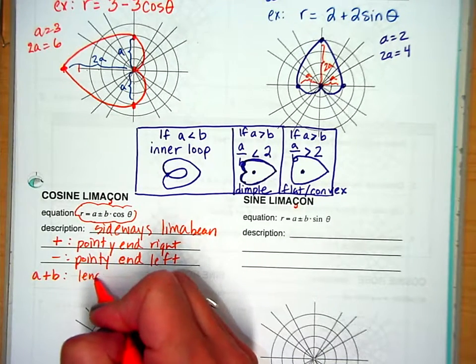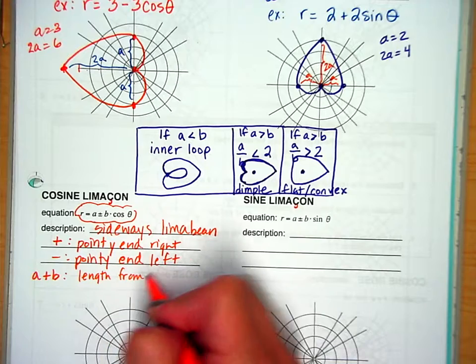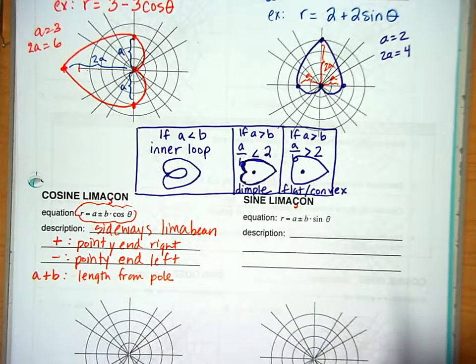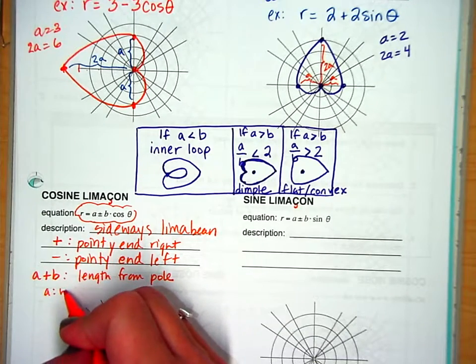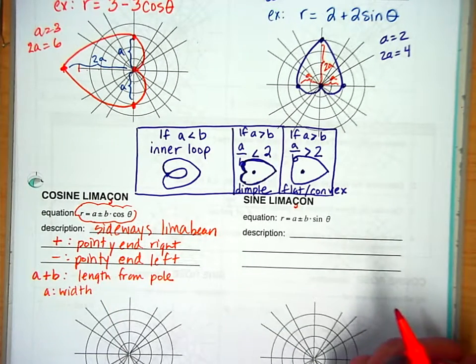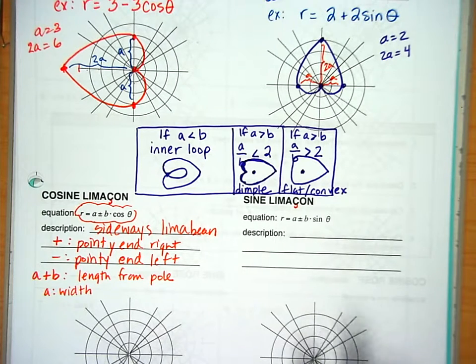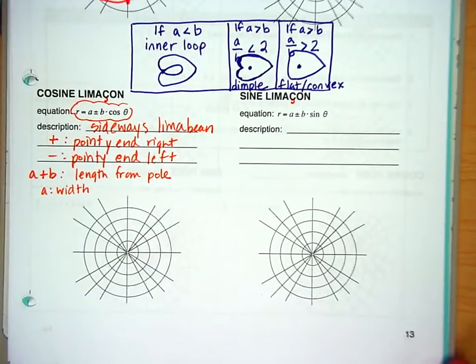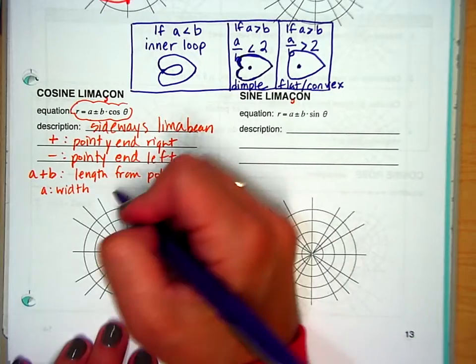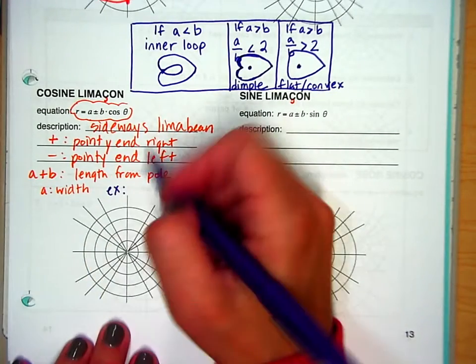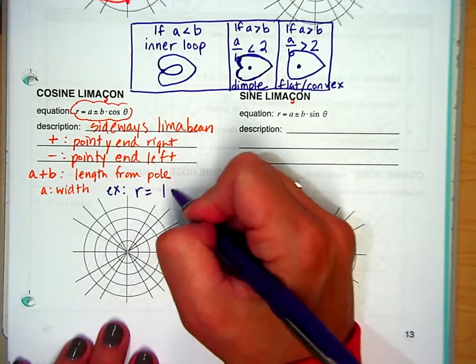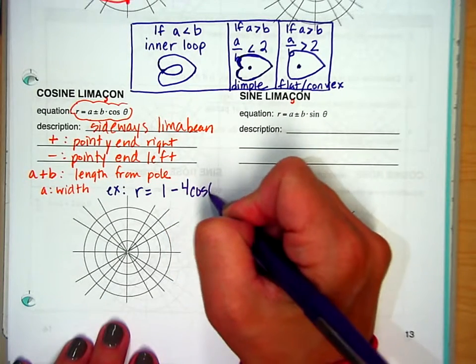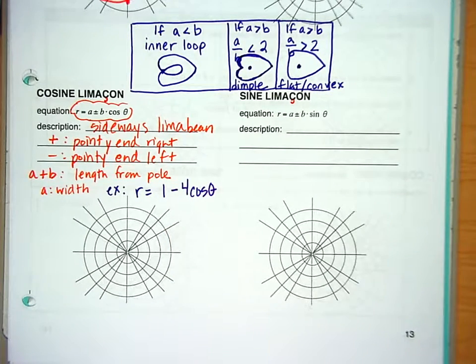A plus B is the length from pole. A is still your width like it always was. And then A minus B is either going to give you your inner loop or it's going to give you your distance in the other direction. Again, when I show you the example, it makes so much more sense. So let's just go through the example. Ready? Let's graph. R equals, I'll do 1 minus 4 cosine theta.